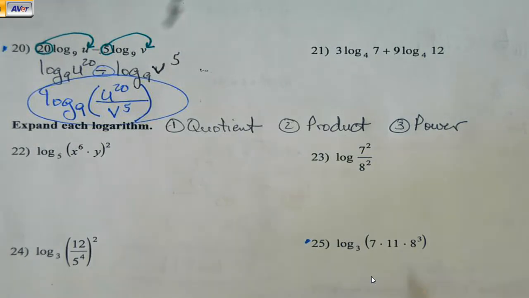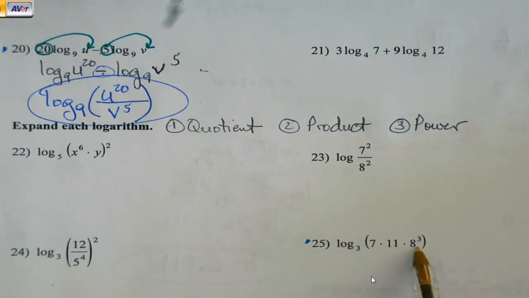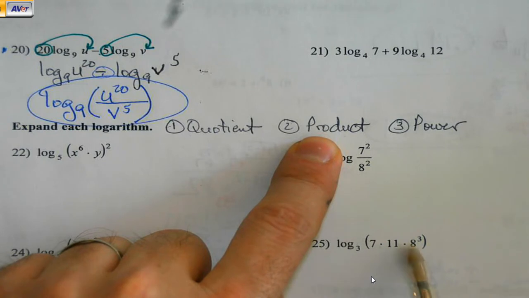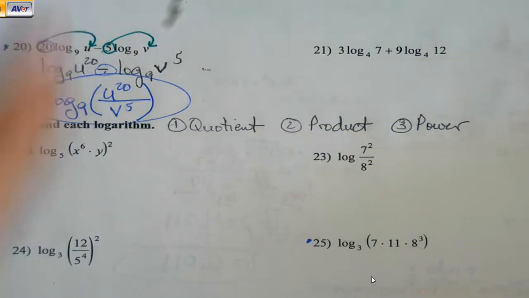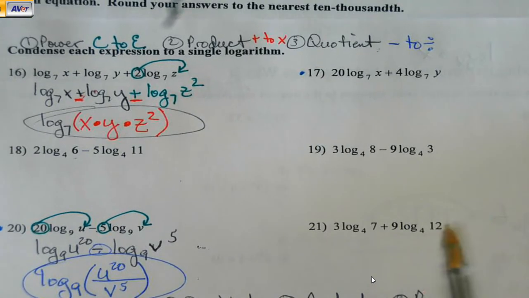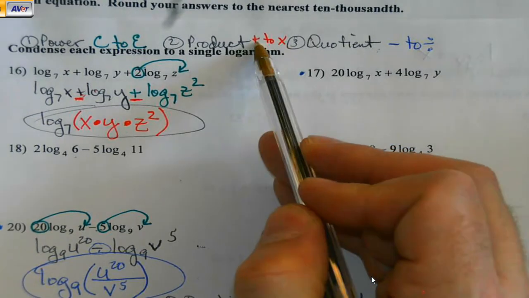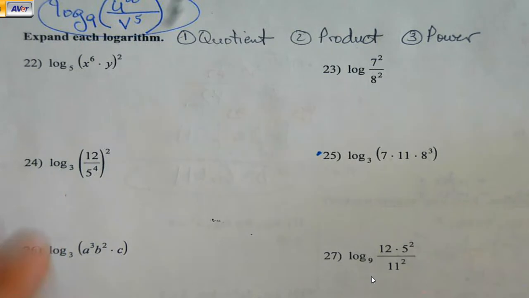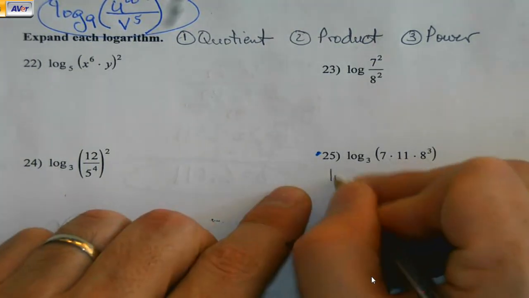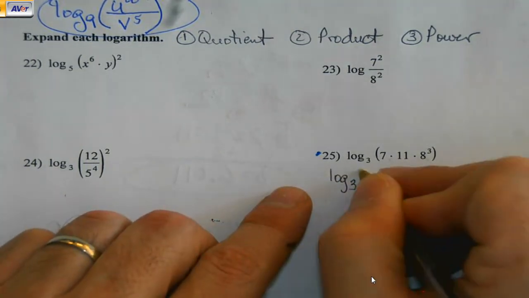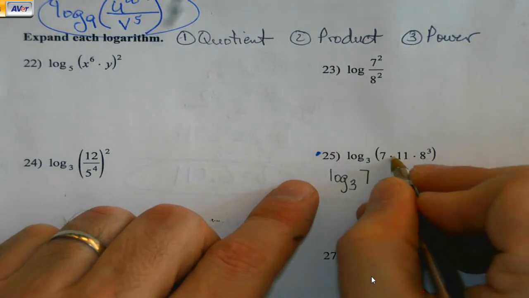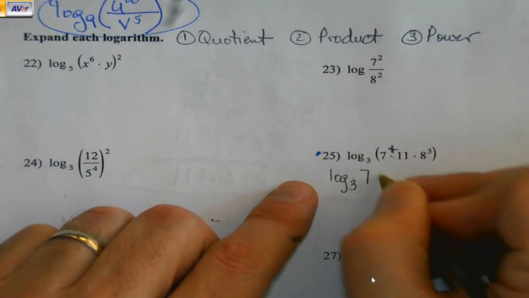So when I'm doing 25, I don't see any minus or division. Nope. Product, though, I do see times. So what we're going to do is the exact opposite of what we did up here. Now I have times, that turns into plus, because we're undoing this other piece. So here I've got log 3, 7. That times is going to become plus.